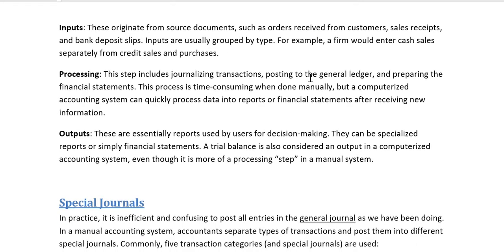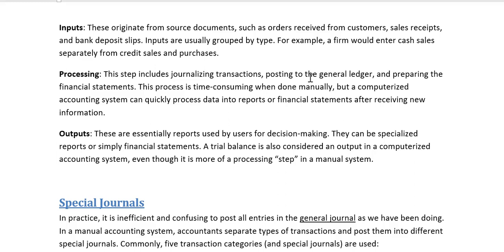Inputs originate from source documents such as orders received from customers, sales receipts, and bank deposit slips. Inputs are usually grouped by type. For example, a firm would enter cash sales separately from credit sales and purchases.